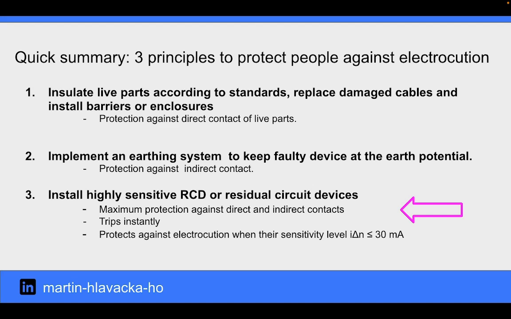Let's do a quick summary of the three principles to protect people from electrocution. The first principle is to insulate live parts according to standards, replace damaged cables, and install barriers or enclosures. The second principle is to implement an earthing system to keep faulty devices at earth potential. The third principle, which we focus on in this video, is to install RCDs or highly sensitive residual circuit devices.